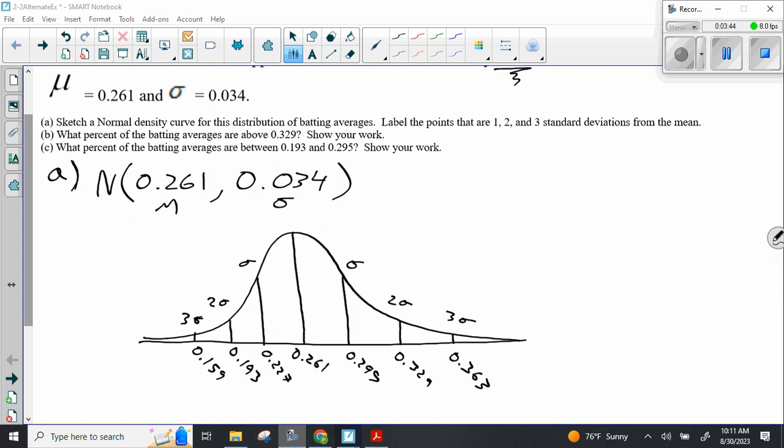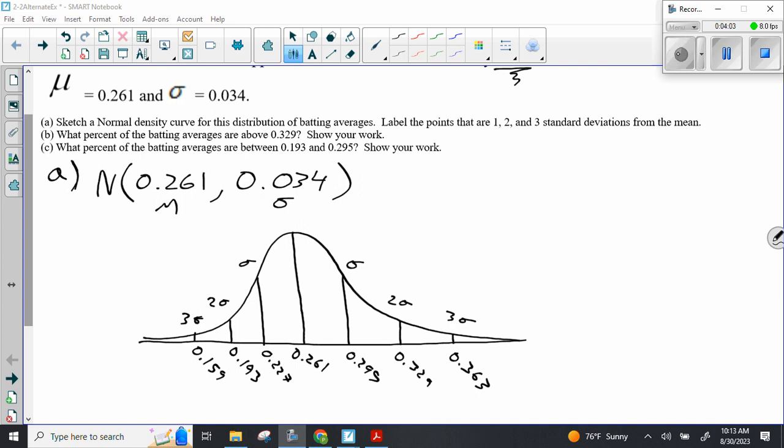So if you're being asked to draw the normal density curve, you're being asked for this. Show your mean and 3 standard deviations above and 3 standard deviations below. That's what's expected.